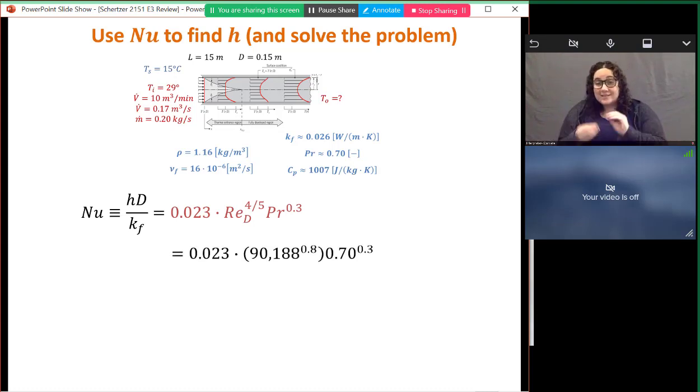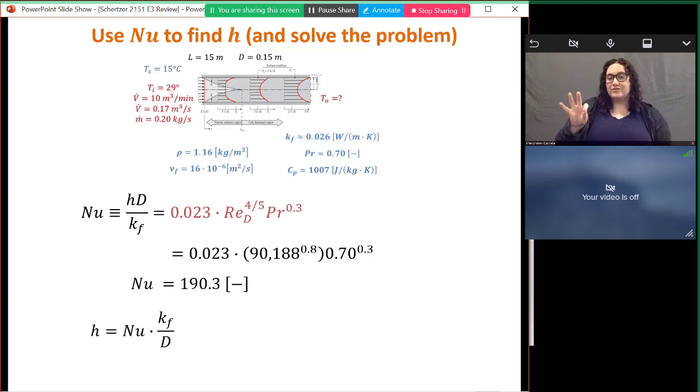First, I'm going to solve for my Nusselt number. I know the Reynolds number, I calculated that already. The Prandtl number is given. So I see that my Nusselt number is 190. There's no units. And then I can rearrange the definition of the Nusselt number to isolate the heat transfer coefficient.